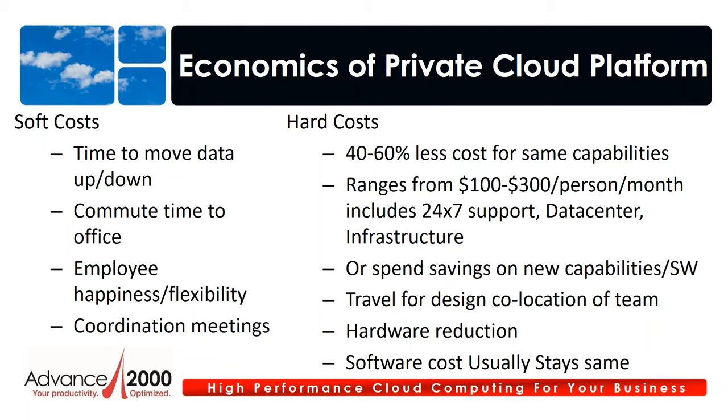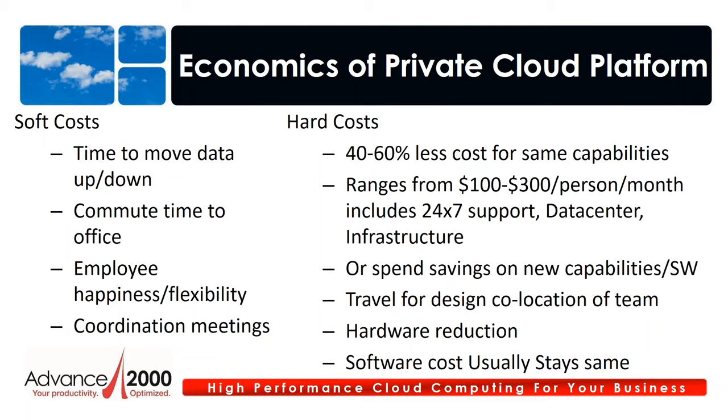But the soft costs, you've got the time to move the data up and down. Friday afternoon, upload all your files. Some firms, that could take 4 hours. And then Monday morning, download it all to the whole design team. That could take another 4 hours. So that's all eliminated. Commute time to the office, some firms still make you come in to the office 5 days a week, hour and a half commute, hour commute. That's fine. You can still do that. But you don't have to do it more than once. Or maybe some firms are starting to go, okay, you only need to come in 2 days a week or 3 days a week. So it's adding to the employee happiness, flexibility.